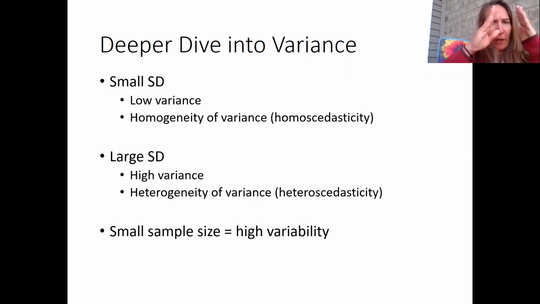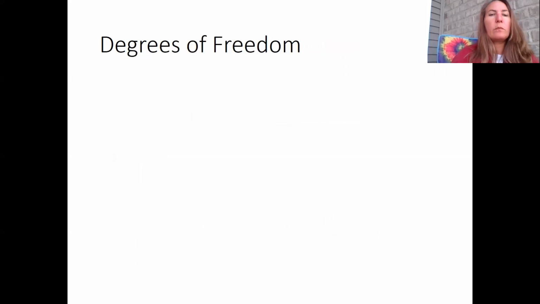Most people, again, when we think about the bell curve, most people are going to be close to that mean. So the higher sample size we have, the lower our variability. And we want to try to lower our variability as best as possible. So small sample sizes cause a much higher variability.